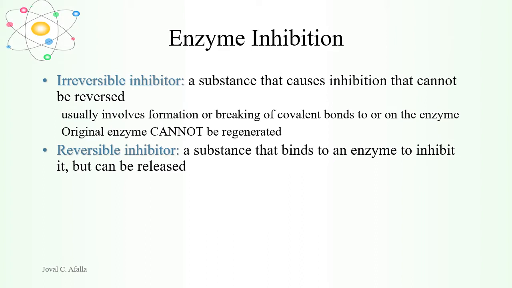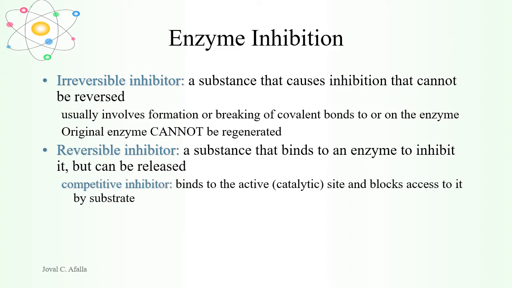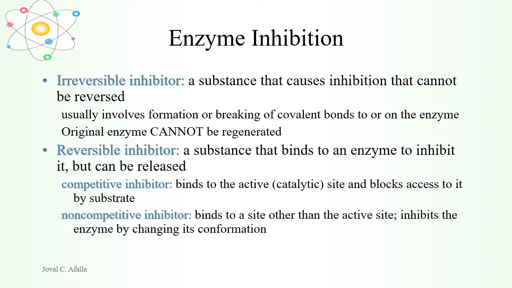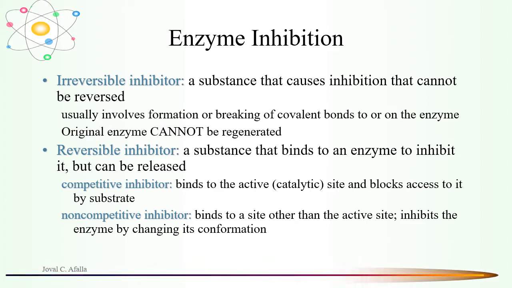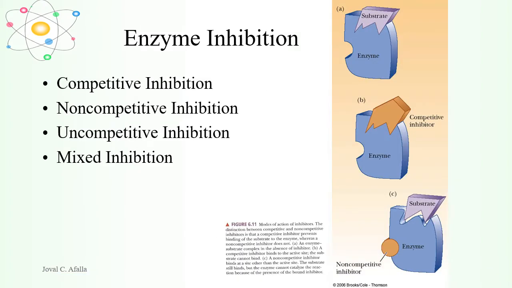Reversible inhibitors, this is our subject. Here, this is a substance that can bind to an enzyme, inhibit it, but it can be released. So we look at a few types. Competitive inhibitor. This binds to the active site, the catalytic site, and blocks access to it by the substrate. A non-competitive inhibitor, on the other hand, binds to a site other than the active site, but it inhibits the enzyme because it changes the conformation at the active site. Okay, there's actually also a third class, uncompetitive inhibition and mixed inhibition.